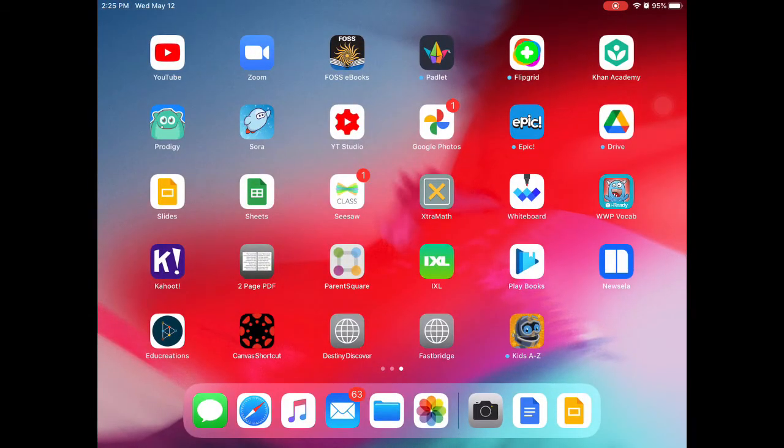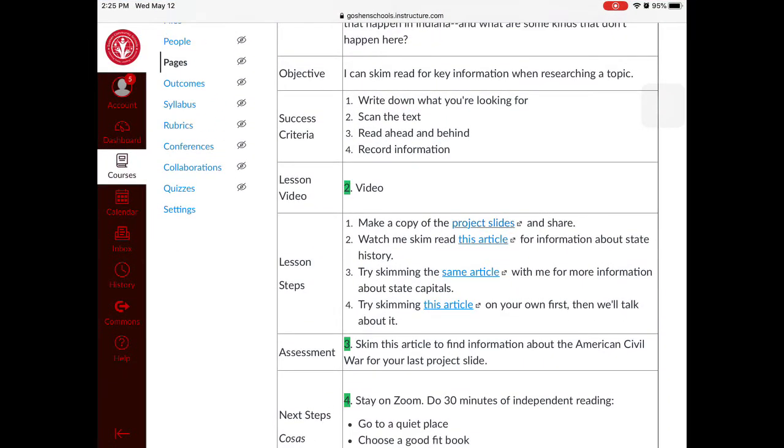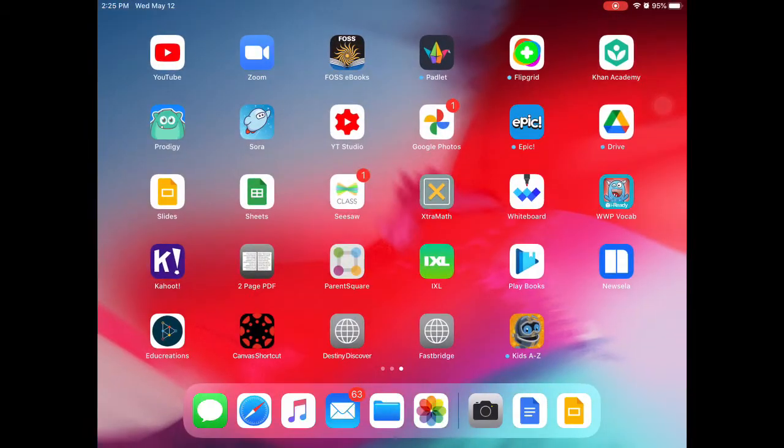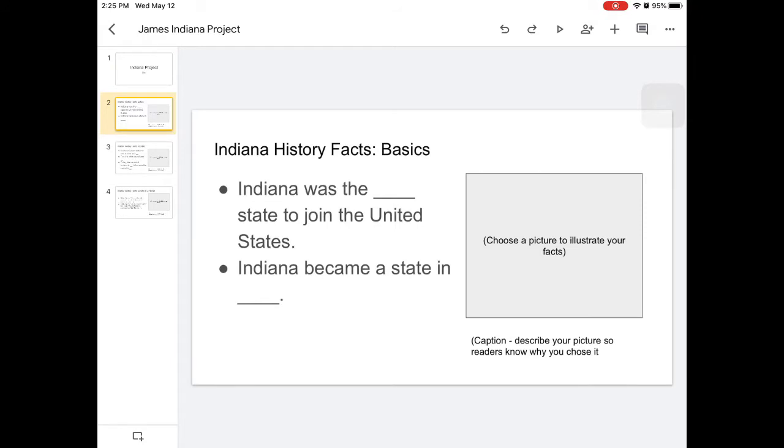Our next step. Okay, so we are going to skim read an article for information about state history. Every time we're asked to skim read today, we're going to go to the slide to figure out what we actually need to do. And we're going to write it down on a piece of paper or a whiteboard, or if we really need to, on a Google Doc just for ourselves. Writing things down before you skim read is an important step.